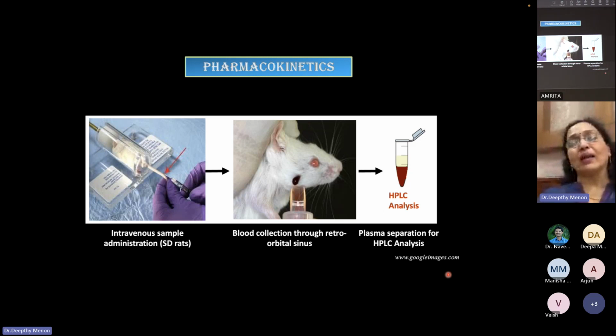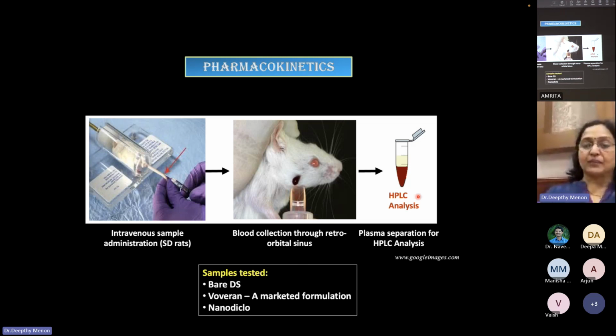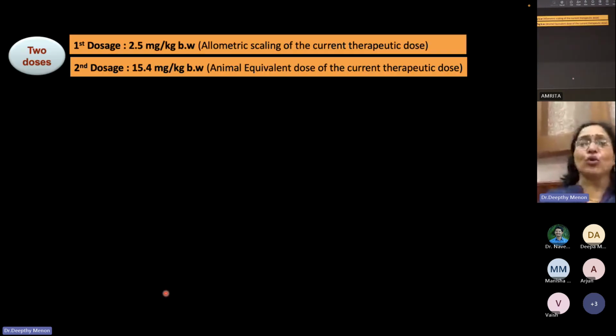We moved on to pharmacokinetics. We want to check how long this drug will be in circulation. Tail vein injection was given, bleeding was done retro-orbitally, and analysis was done by HPLC. Now, I'm going to test it in animals with controls: bare diclofenac and Voveran, which is a marketed clinical formulation. I used 2 doses of the drug. One is 2.5 milligram per kilogram body weight of the animal, and one a high dose. We calculated it based on allometric scaling and animal equivalent dose of the human equivalent dose, 15.4 mg. So just understand that 2 doses were tried.